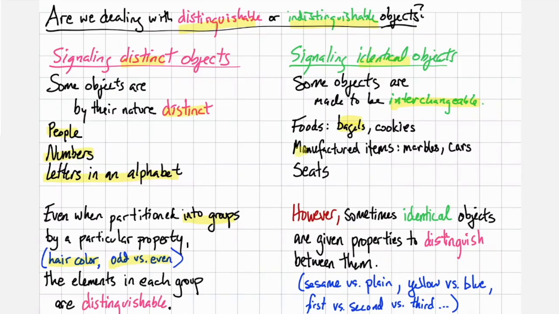It's the same thing with items that are manufactured. A large pile of marbles. Every marble that runs off the manufacturing line is expected to be the same. And then if we think about chairs, every chair can be considered the same as every other chair.